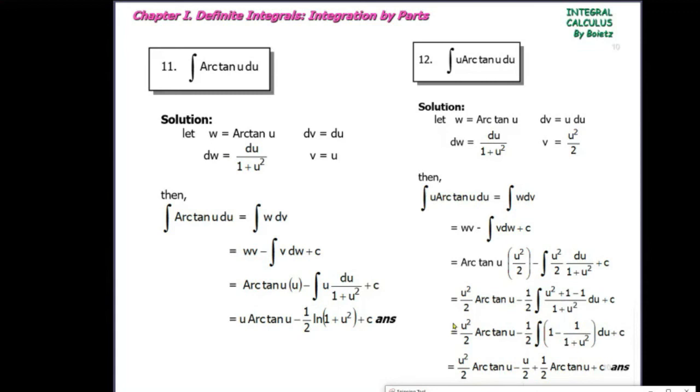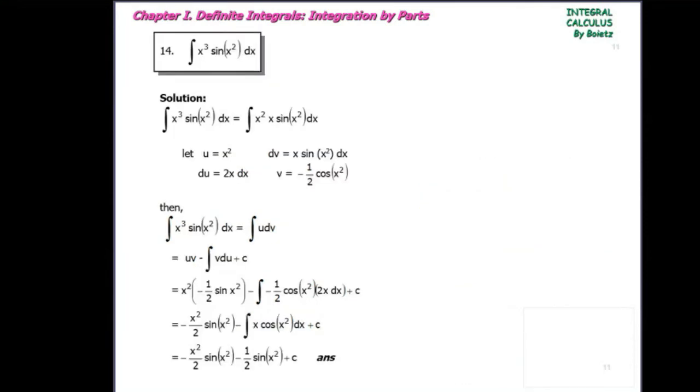Okay? So yun yung integration by parts nito. Ito yung solution ng integration ng u arctan u du. Okay? Ito.